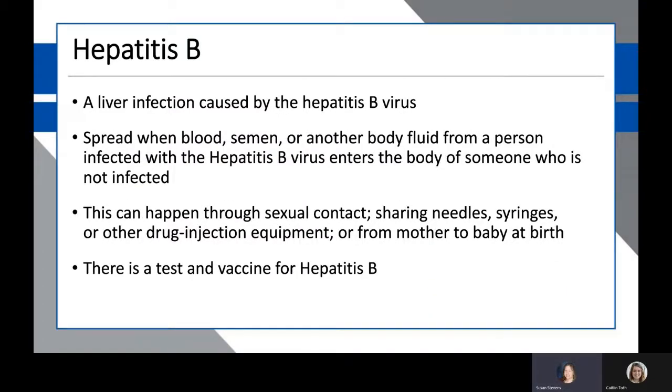Hepatitis B is a liver infection caused by hepatitis B virus. It spreads when blood, semen, or another body fluid from a person infected with hepatitis B virus enters the body of someone who is not infected. Now, this happens through sexual contact, sharing needles, syringes, or other drug injection equipment, or from mother to baby at birth, and there is a test and a vaccine to prevent hepatitis B.